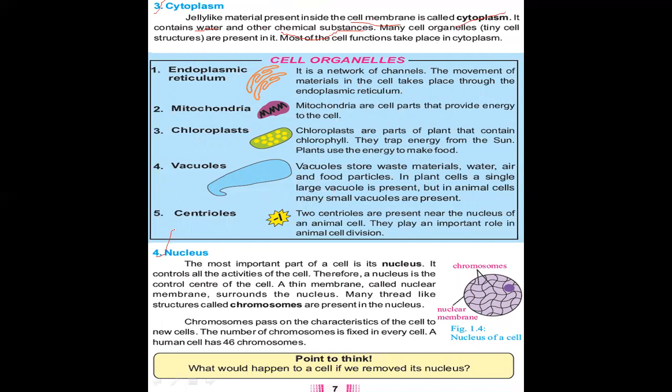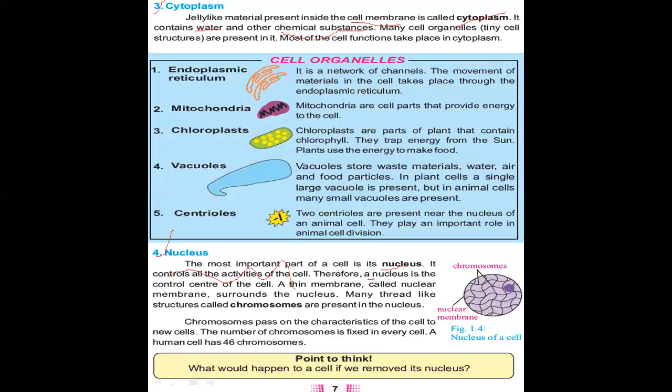The fourth very important part of this cell, whether the plant or animal cell, we are having nucleus. So the most important part of the cell is its nucleus. And what is its function? It controls all the activities of the cell. As your brain controls your body, so that's why the nucleus controls all the functions and activities of the cells. And that's why this nucleus is said to be the brain of the cell.